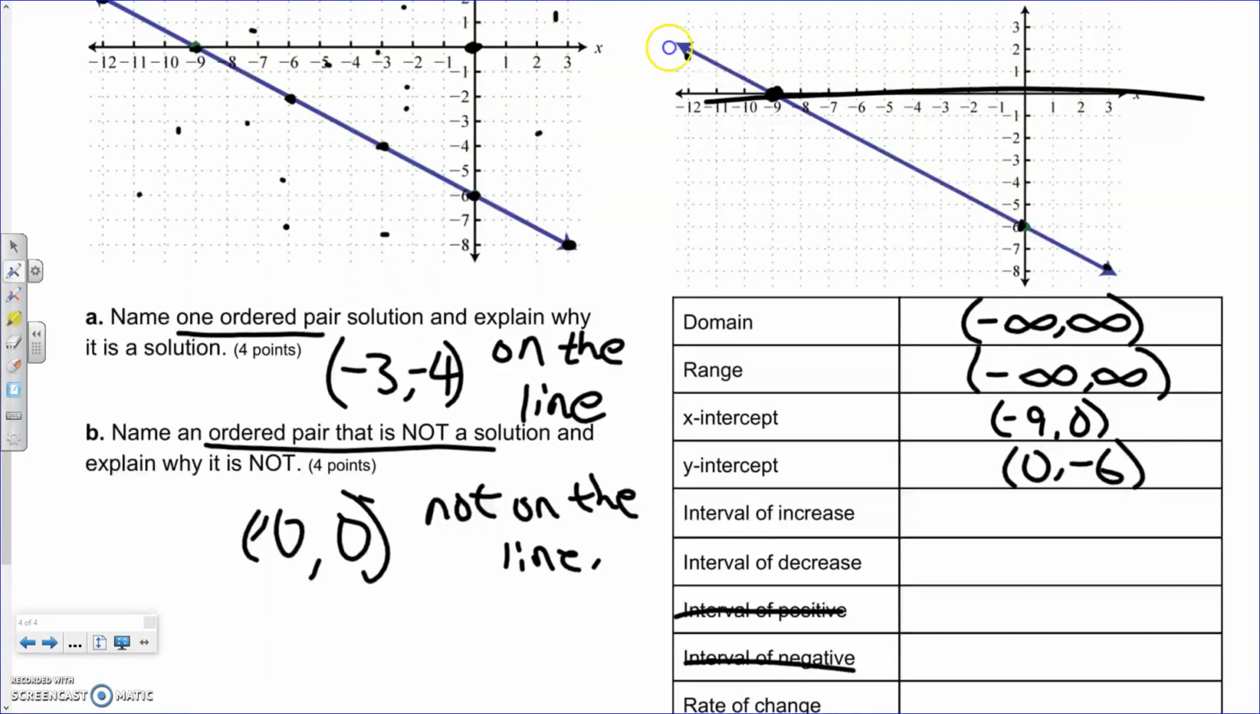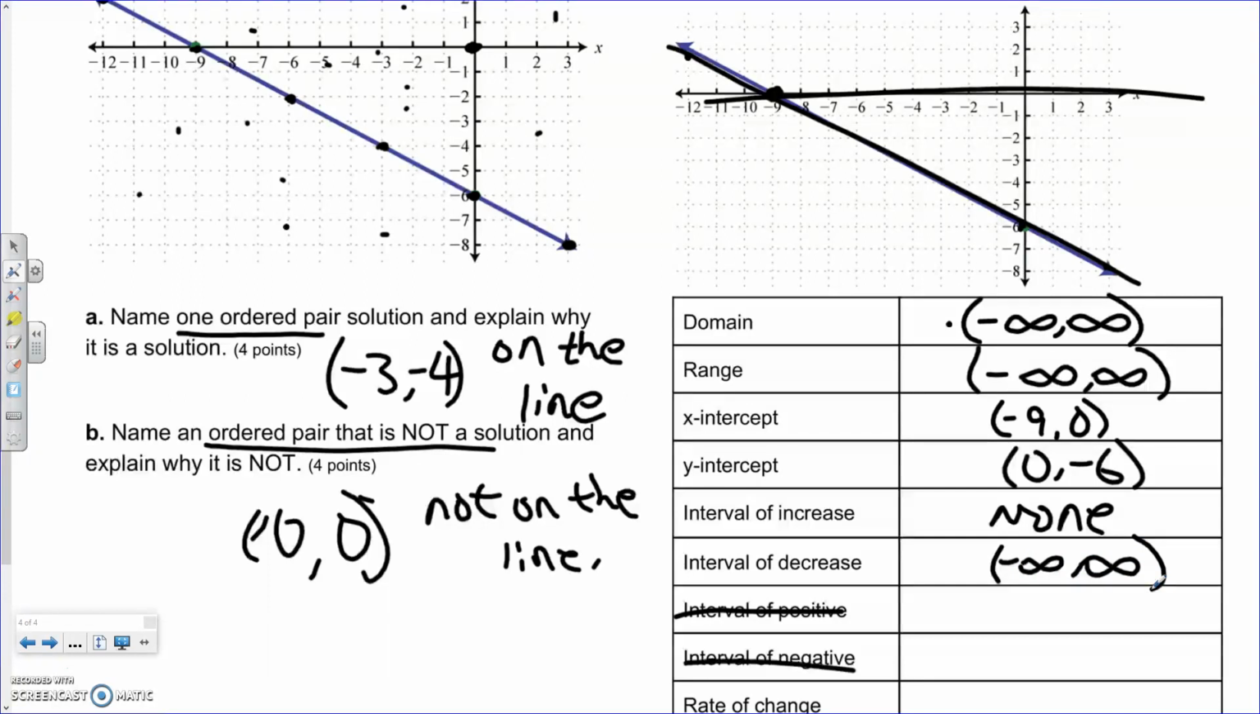Interval of increase, well, this line is definitely not increasing, it's decreasing, so interval of increase would be none. And since the line is decreasing, it always decreases. So interval of decrease is going to be the same as the domain, because it's always decreasing. So that would be from negative infinity to positive infinity.